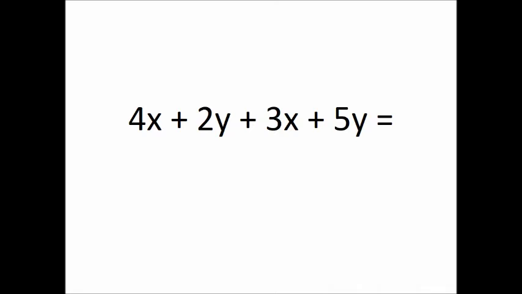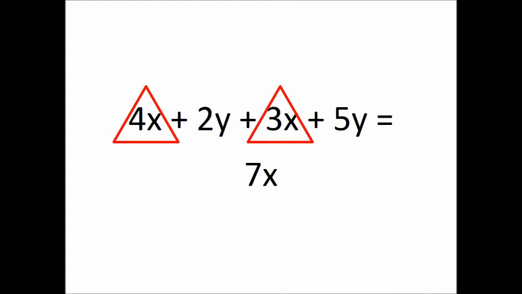So we want to combine these. We don't want to make gophers and hawks at the end. We just want to combine the gophers, and we want to combine the hawks. So we're going to put a triangle or a square or a circle around one of the variables. I chose x first. So we put a triangle around the 4x and a triangle around the 3x. We combine them together, and we get 7x.